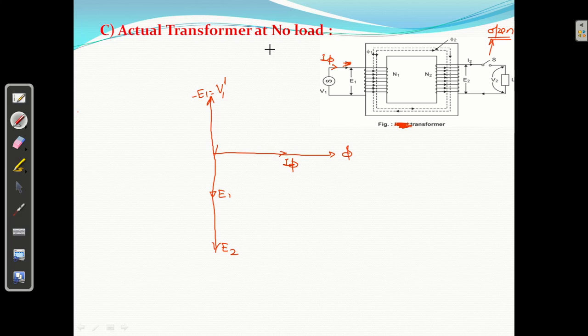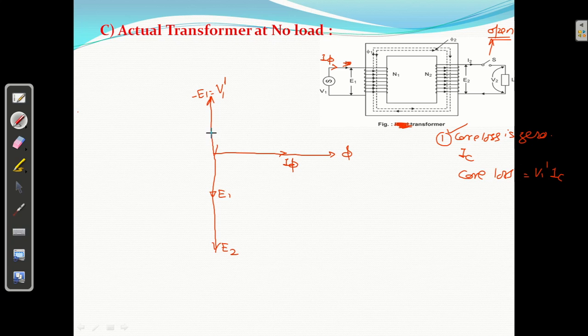So in an actual transformer, the first condition for the ideal transformer was that core loss is zero, but I am going to consider that core loss is there. The core loss component, that is called IC, is there. Clear? What is core loss? Voltage into current. What is power loss? Voltage into current, so V1 into current, with the angle between them being zero, right?